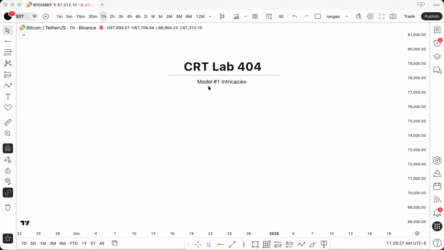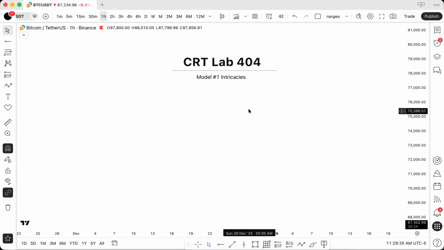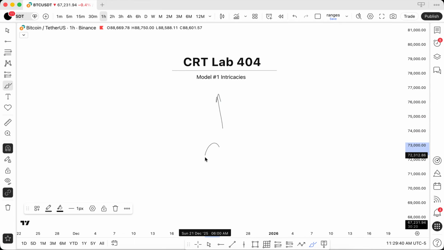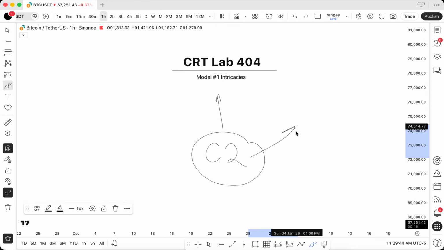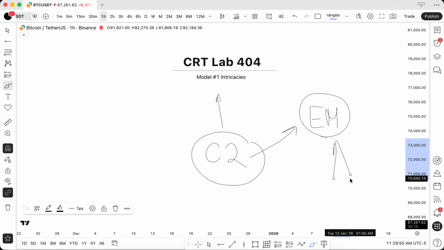Today we'll talk about model number 1 intricacies, meaning what is high probable model number 1. Especially this thing, model 1, is happening in candle 2. Now when you know how to trade candle 2, now I will give you an entry model, but an actual one and how to use this.